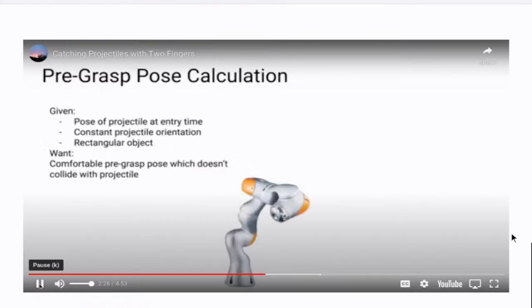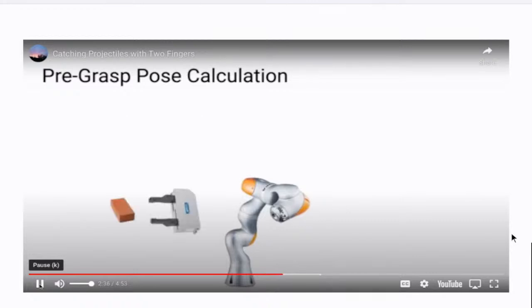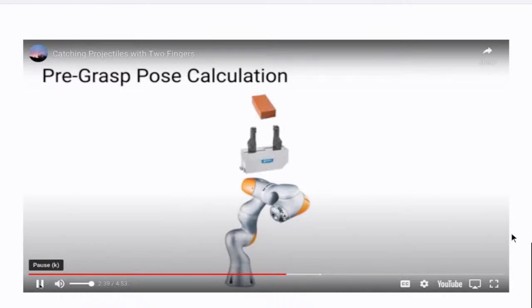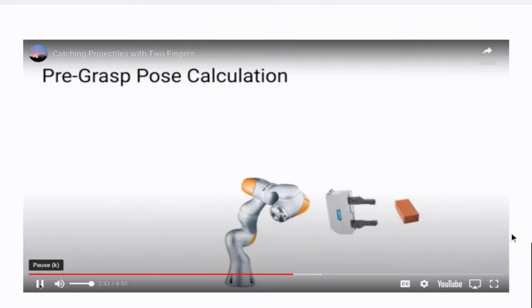Now that we have the time of entry for the projectile, and since we know that the projectile has a constant orientation and geometry, we can calculate a comfortable pregrasp pose for the object. A comfortable pregrasp pose is one where the gripper is always facing away from the robot, so as to maximize range and movement capabilities while catching.